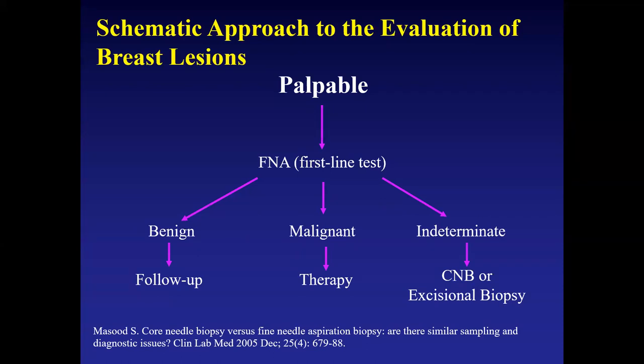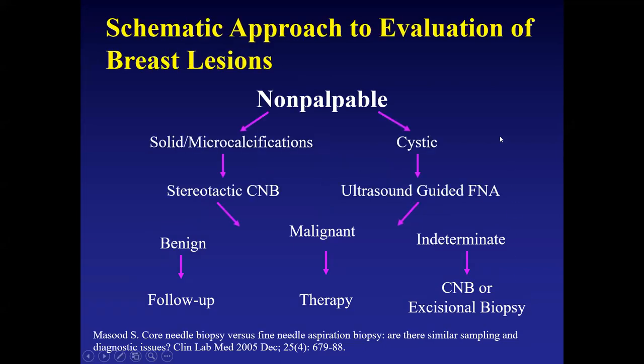So what is the approach that we are advocating? If we have a setting with everything that I discussed, palpable lesions can undergo first-line testing with fine needle aspiration biopsy. If it is a benign lesion and there is no other indication of any other problem, it's called benign and undergoes follow-up. If it is malignant, it undergoes therapy. And if indeterminate, and we don't know what it is, these are the cases that need to go to either core needle biopsy or excisional biopsy. Now, what about non-palpable lesions?